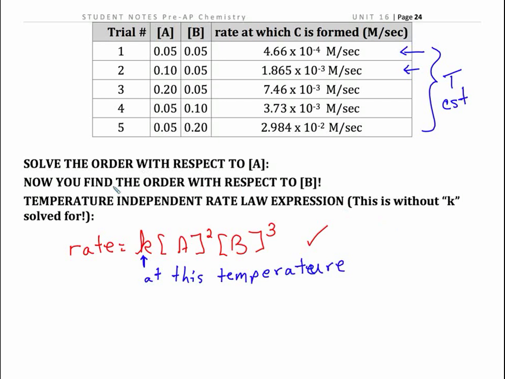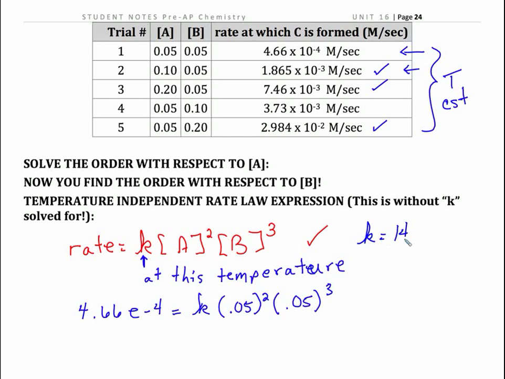Okay, and if we do that, we know a rate. I'm just going to pick the first one: 4.66 times 10 to the minus fourth is equal to K, that's our unknown, times 0.05 squared times 0.05 cubed. Now, if you want to prove it to yourself, you can, that data would have worked, any one of those would work. If my number is right in my teacher notes here, I have the value 1491.